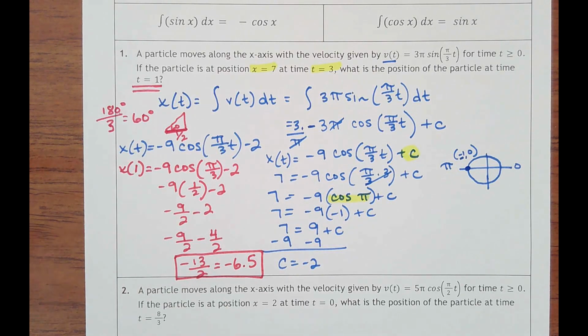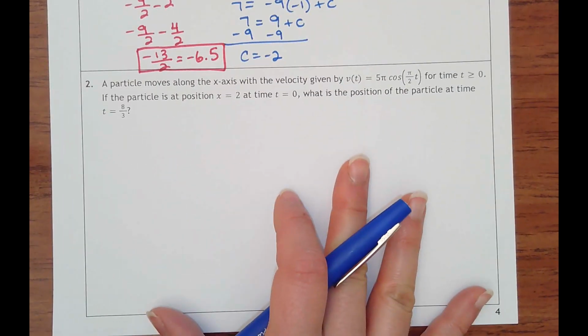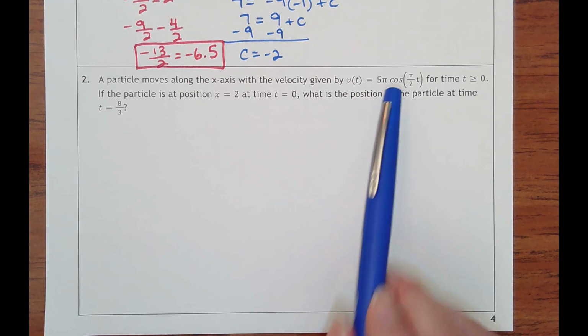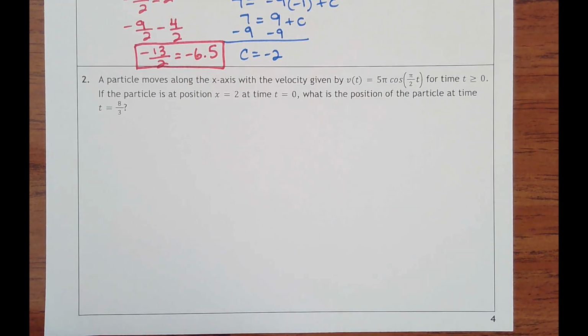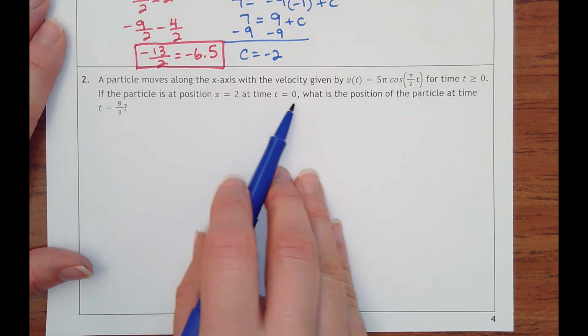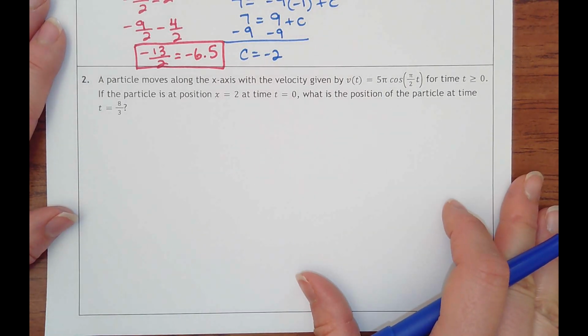All right, let's try another one. A particle is moving along the x-axis with this given velocity. Now we have cosine in it, for times greater than or equal to 0. The particle is at a position of 2 when the time is 0. What is the position of the particle at time 8/3?